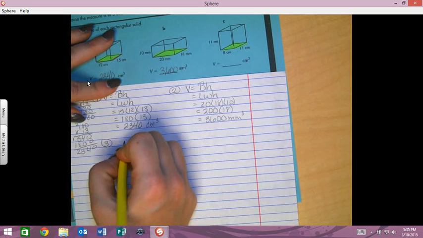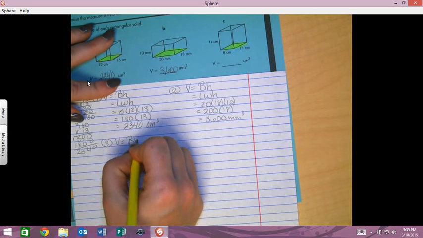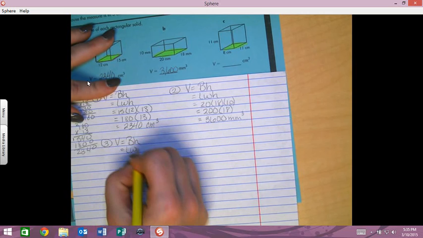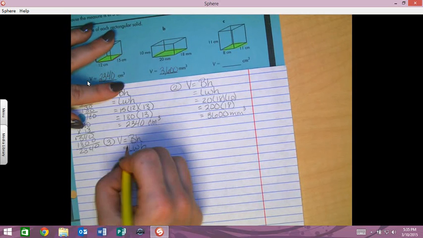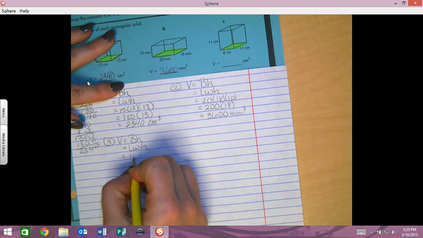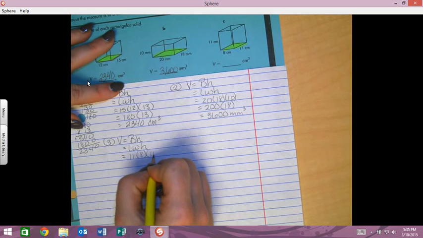So we're doing the same thing. We have big B times H. How do I find big B? Well, I do length times width. So in this case, I'm going to be doing 11 times 8 times 11.